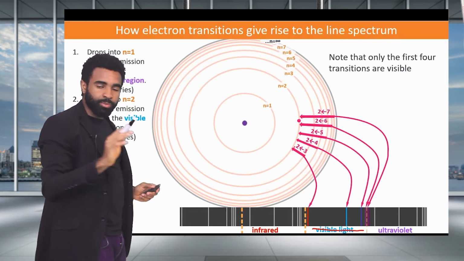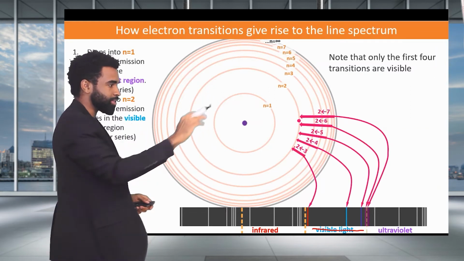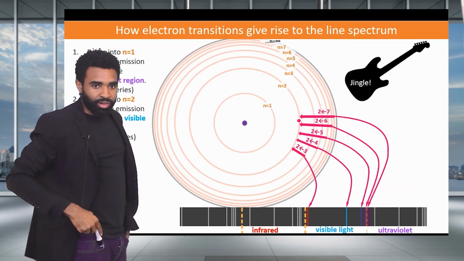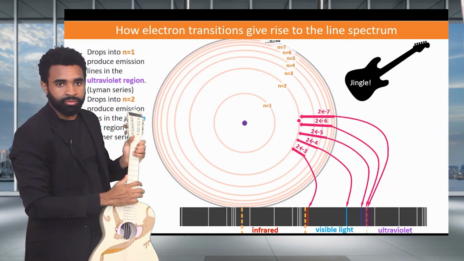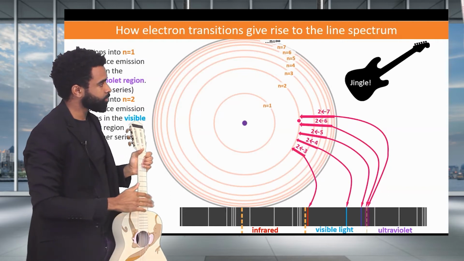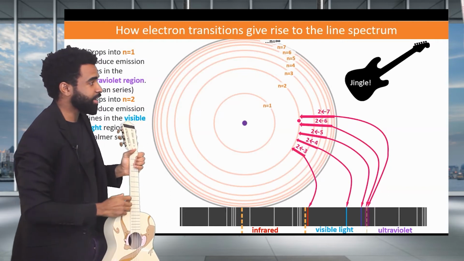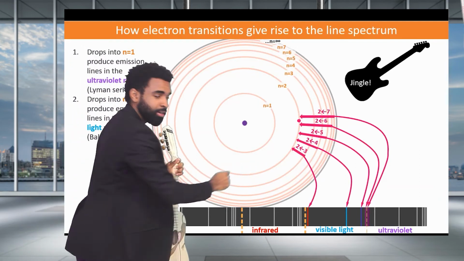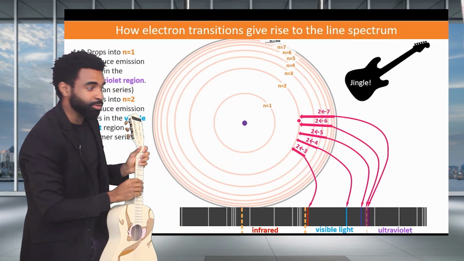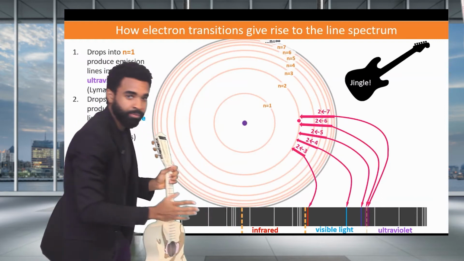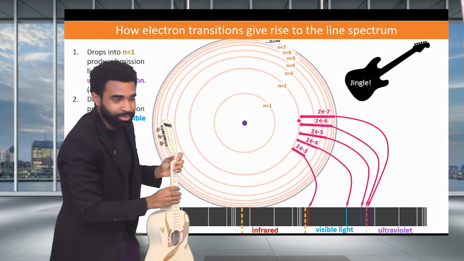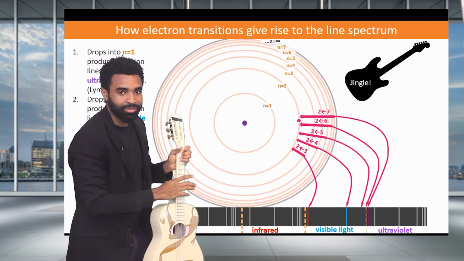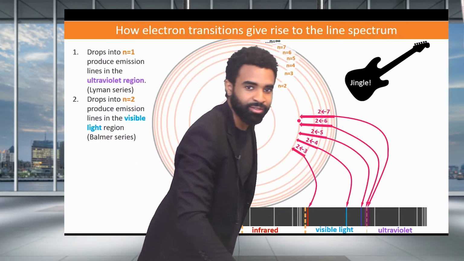Okay? This is more or less the most important part of this presentation, so I think it deserves a jingle of its own. So let's try that. Electron drops into n equals 2, produce light in the visible spectrum. 3 to 2, 4 to 2, 5 to 2, 6 to 2. Electron drops. All right, you can go several times if you want.